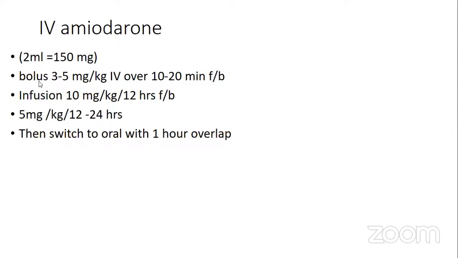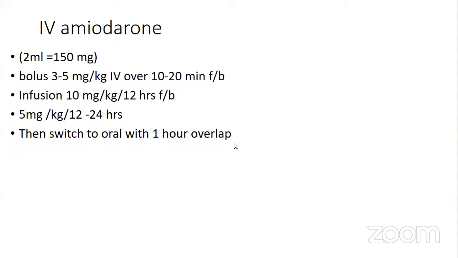Bolus dose is 3 to 5 mg per kg IV over 10 to 20 minutes, followed by infusion of 10 mg per kg over 12 hours, followed by 5 mg per kg over 12 to 24 hours, depending on the response, and then switch to oral with 1 hour of overlap of IV and oral amiodarone.